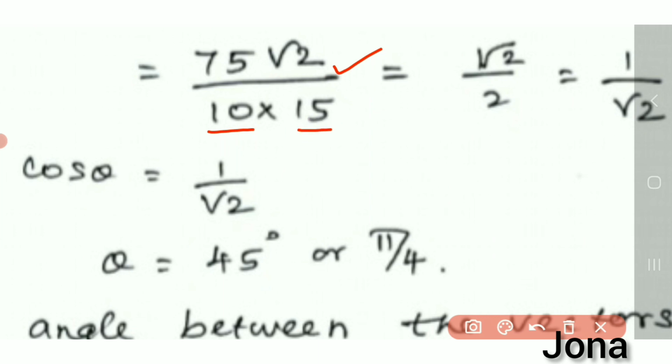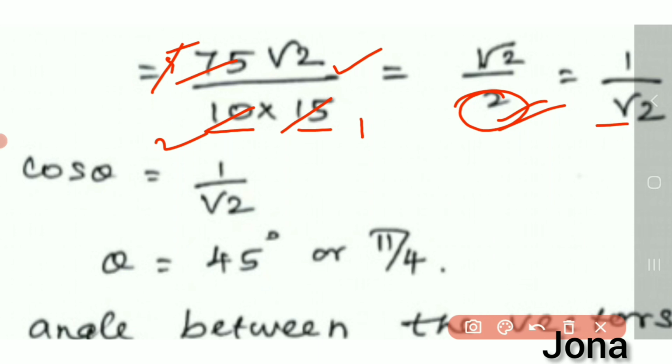We can cancel here 15 and 75. So here it is 1 time, this is 5 times, and here we can cancel 2 times. So root 2 by 2 here. So we can take this 2 as root 2 into root 2. So we can cancel one more root 2. So the value is 1 by root 2. Cos theta equal to 1 by root 2.